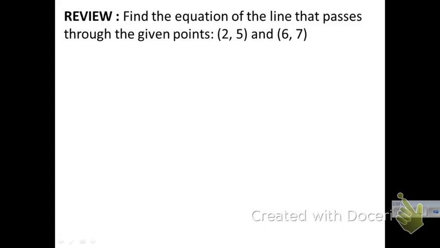To be able to do this, you need two things to write an equation. You need a point and you also need a slope. So we're missing slope. To find slope, we take y1 minus y2, so here we'll use 5 minus 7 over x1 minus x2, simplify it, negative 2 over negative 4, which then is 1/2.